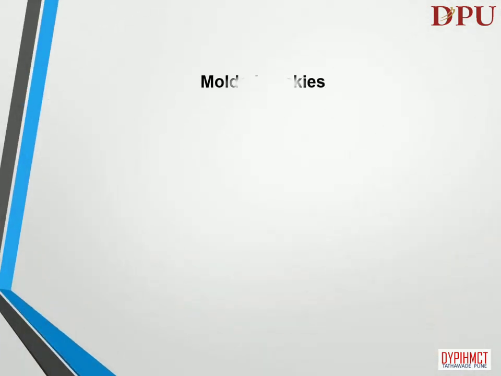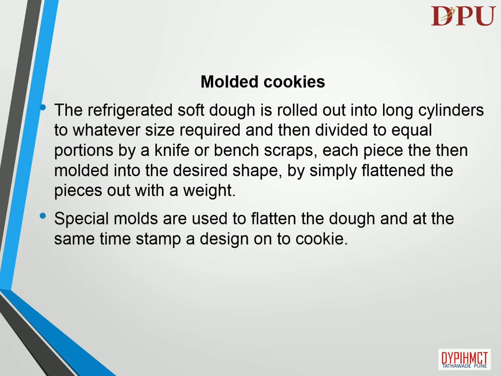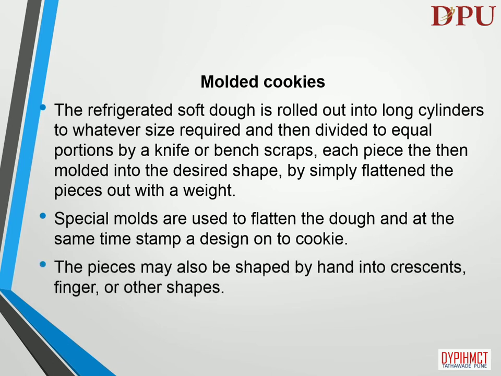Molded cookies. The refrigerated soft dough is rolled out into long cylinders to whatever size required and then divided into equal portions by a knife or bench scraper. Each piece is then molded into the desired shape by simply flattening the pieces out with a weight. Special molds are used to flatten the dough and at the same time stamp a design on the cookies. The pieces may also be shaped by hand into crescents, fingers or other shapes. Example: peanut butter cookies, Shrewsbury cookies, etc.